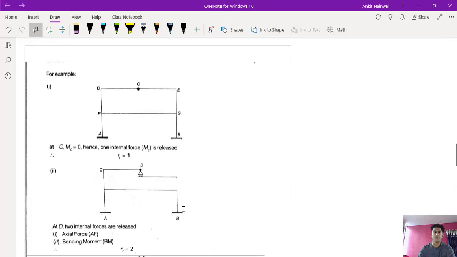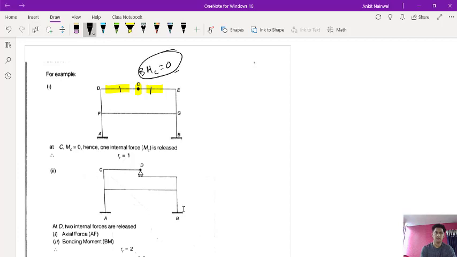Now today the example for internal hinge. Suppose you are seeing this frame. Here is the case of internal hinge. Here are two members joining at an internal hinge. This is one member, this is one member, and this is the internal hinge. At the internal hinge, the bending moment at C is 0. So this is the additional equation we know. Hence one internal force, MC, is released. So one equation is released here.